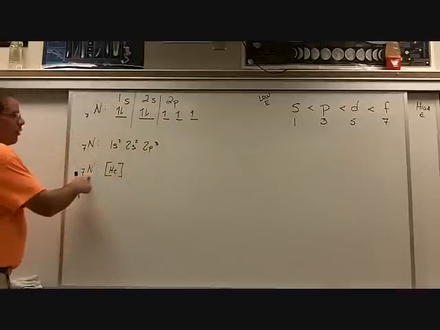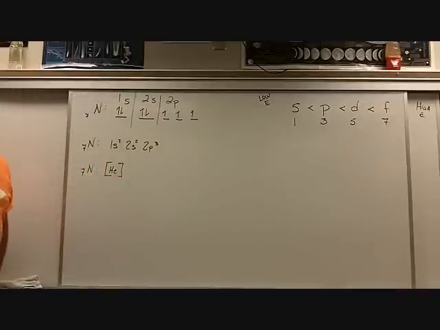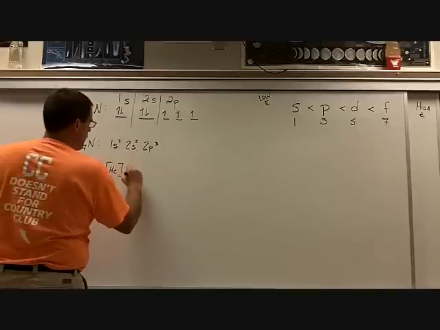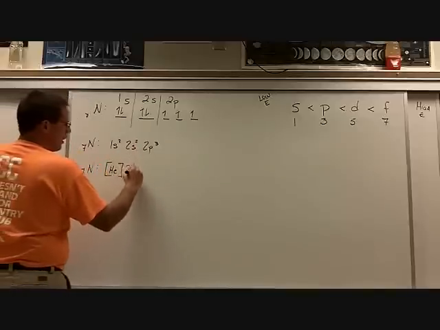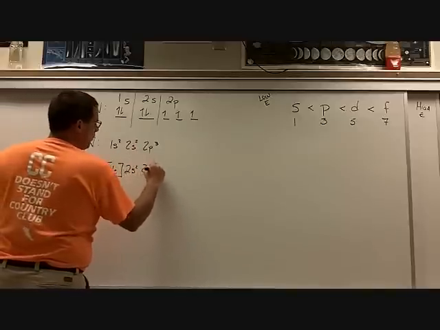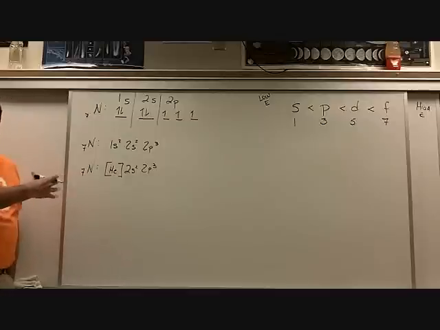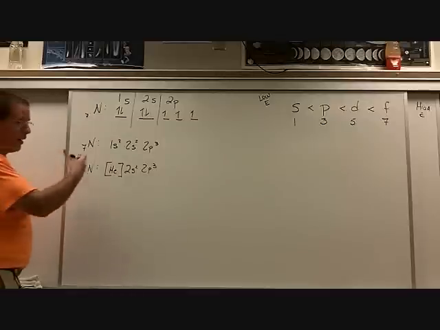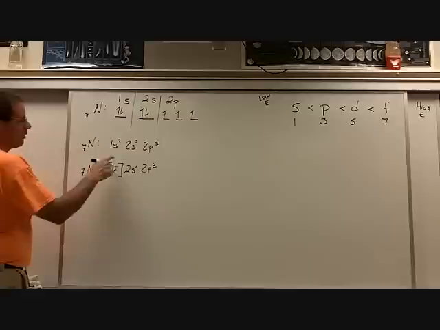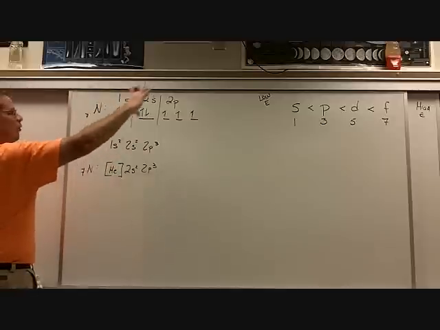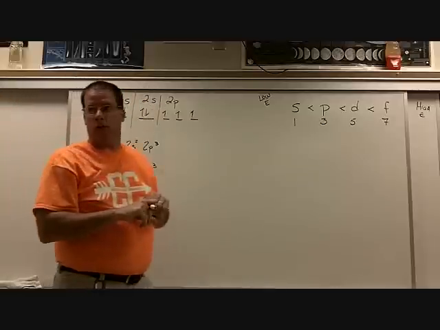Then nitrogen is in which row? The second row, so we start there and continue our notation. Now, what the helium represents, and in this case it's not a very good example, later it'll be a very nice example, is the rows above that are filled with electrons.